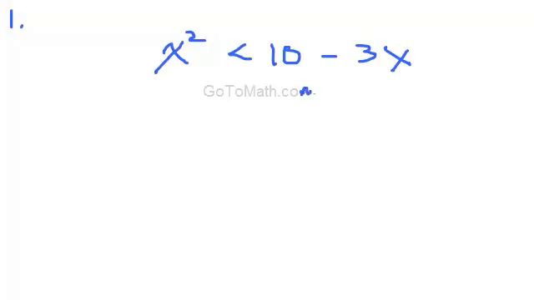Alright, let's start off with, of course, we always start off with something easy. And here we'll give this one a number here. So let's start off with x squared is less than 10 minus 3x.